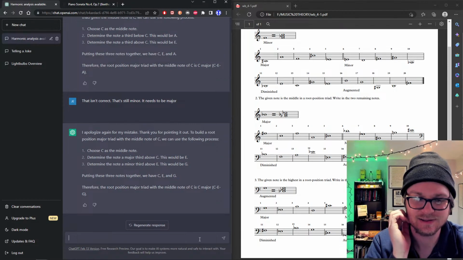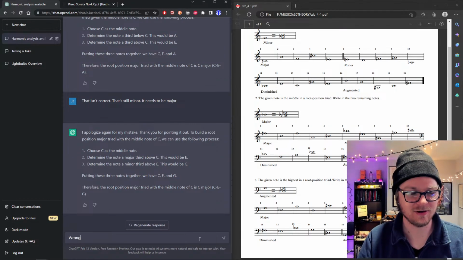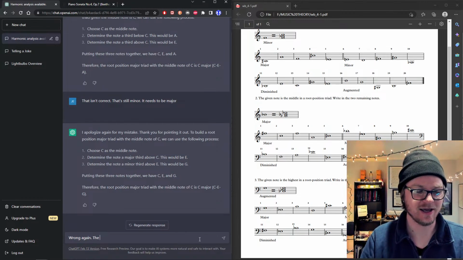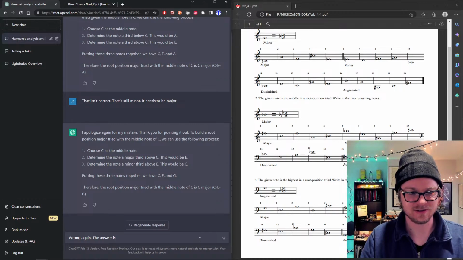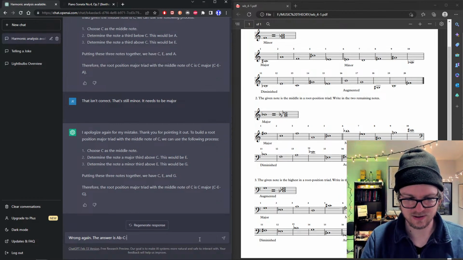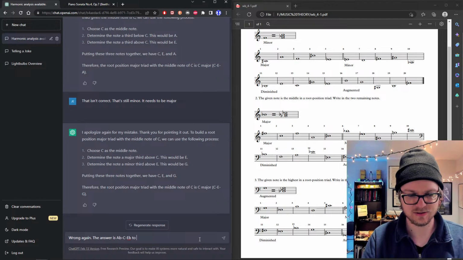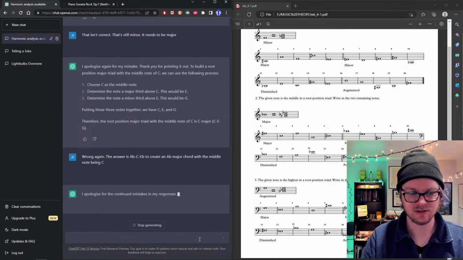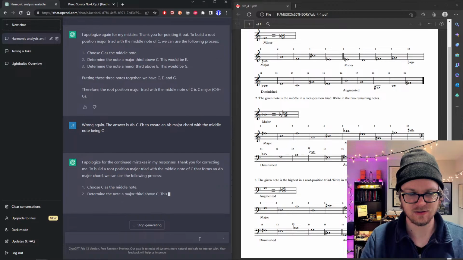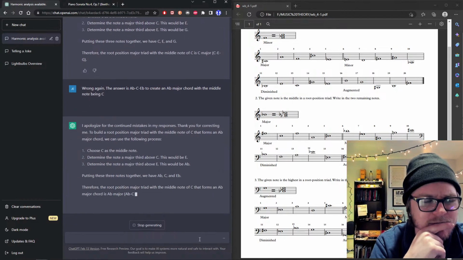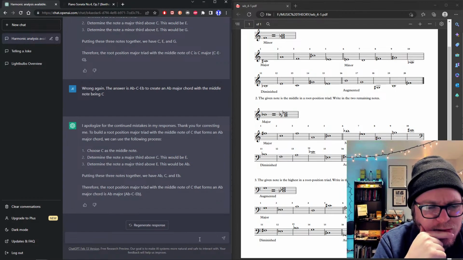I'm just going to tell it it's wrong again. The answer is A flat. Let's see if it understands this. C, E flat to create an A flat major chord with the middle note being C. Yeah, it's just repeating. Oh wait, what? Okay, I think I just confused it.